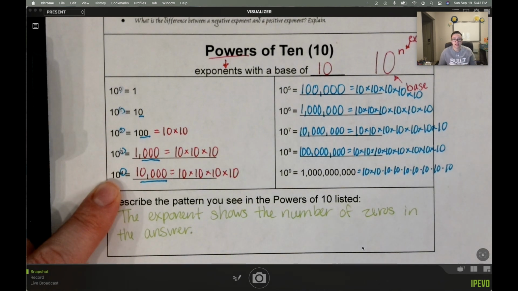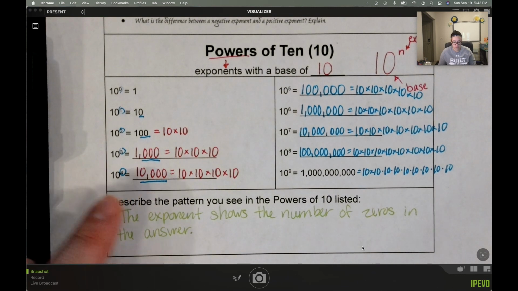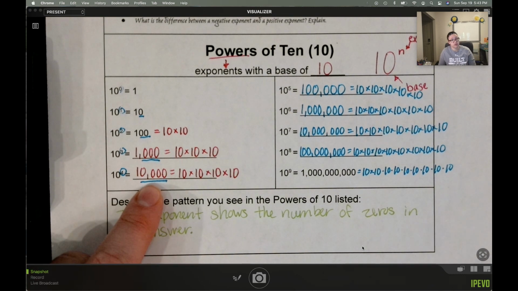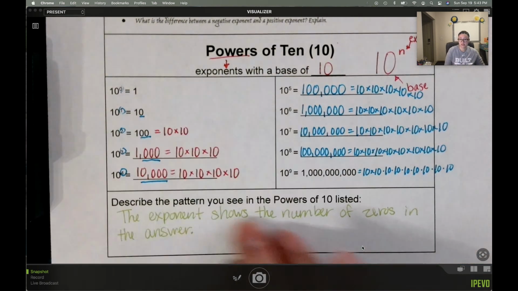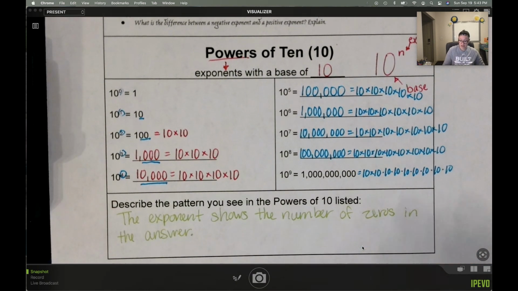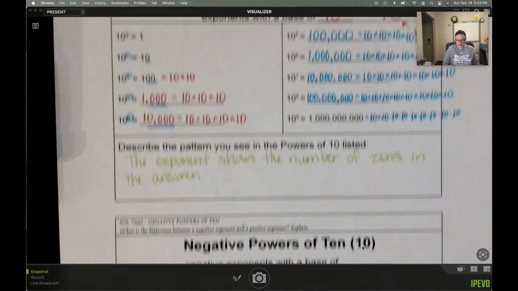This first number is called exponential form. This is called standard form, the way that we're used to seeing numbers. And this is expanded form. We again saw exponential, standard, and expanded form when we reviewed exponents. So if you need to take a look back at those notes, please take a look back at those. Again, if you need to pause the video, rewind, see anything again, please feel free to do that. Otherwise, I'm going to move on now to negative powers of 10. Powers of 10 was a review from 6th grade. Negative powers of 10 are new for 7th grade.